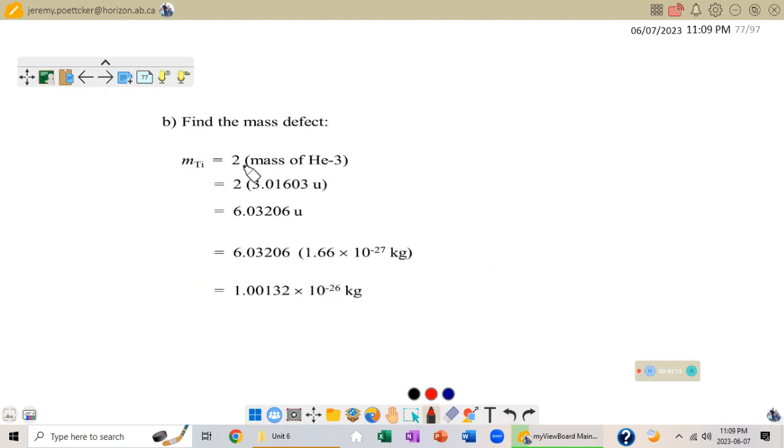So we have 2 helium-3s. So that means the mass of our initial reactants is going to be 2 times, you were given these numbers, 2 times 3.01603 atomic mass units each. So a grand total of this many atomic mass units. Okay, turn it to kilograms. Lovely. There we go. Moving along.